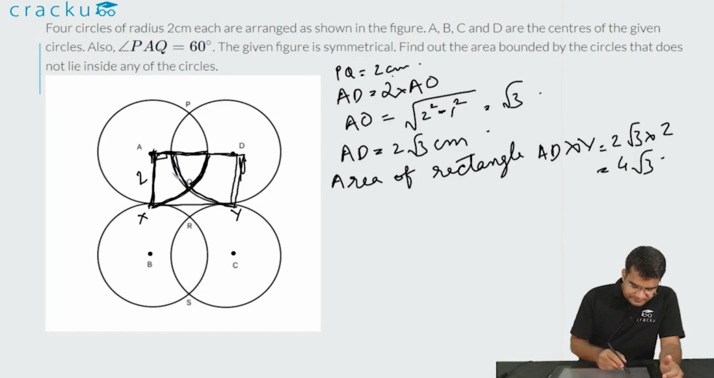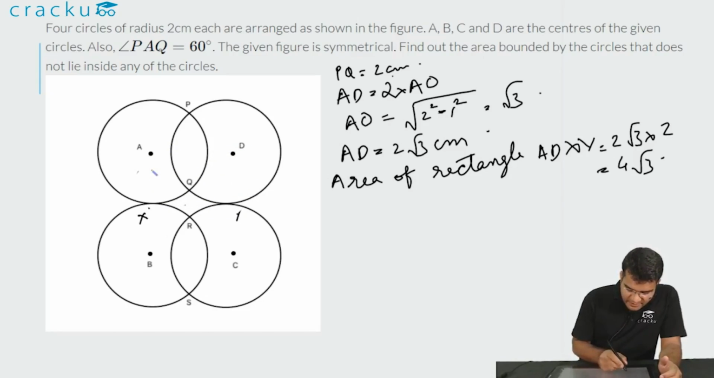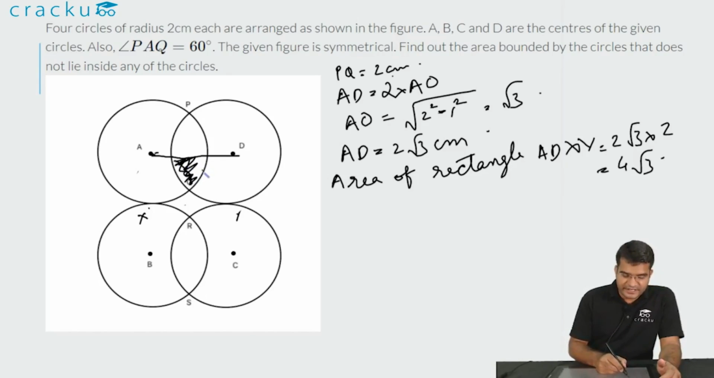So, to find out the area that is common to this, to find out this area, for example, we notice that by symmetry, the area that is common over here will be actually the difference in the area when you draw the equilateral triangle and the area of the sector. You subtract the area of the equilateral triangle from the area of the sector.